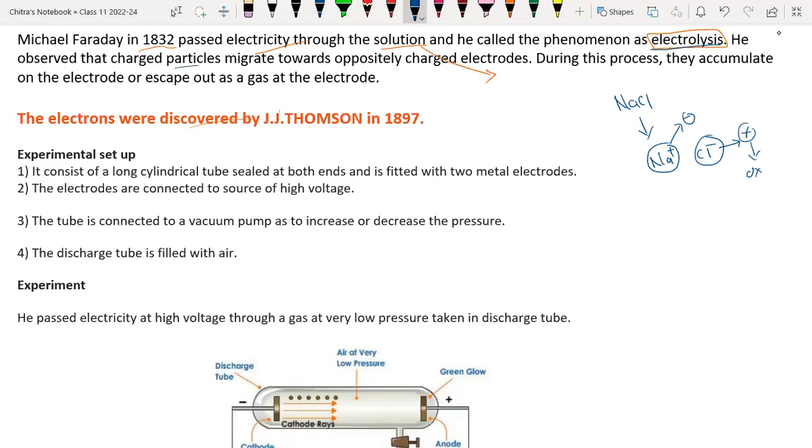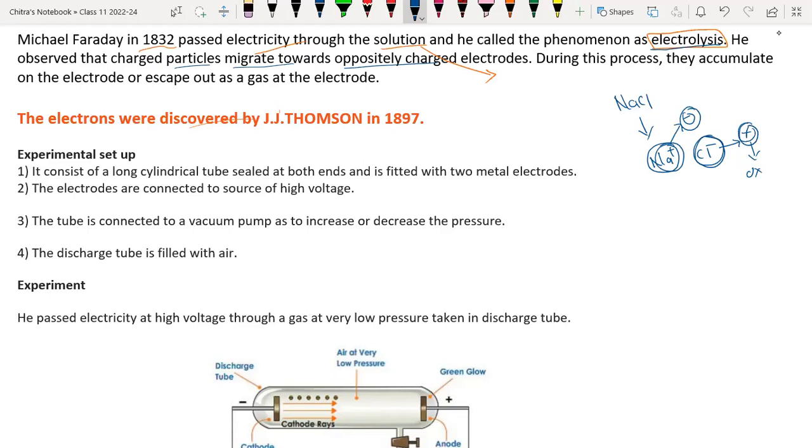He observed that charged particles, which may be positive or negative, migrate toward the oppositely charged electrode. As we discussed already, sodium is a positively charged ion, so it is going to travel toward the negatively charged electrode. Chlorine is negatively charged, so it is going to travel toward the positively charged electrode. Why? Because we know already that opposite charges attract each other, and like charges repel each other.